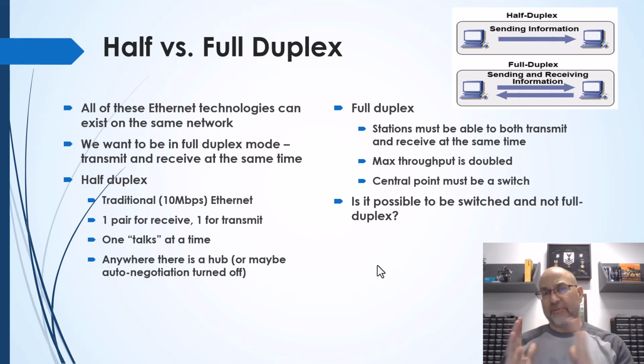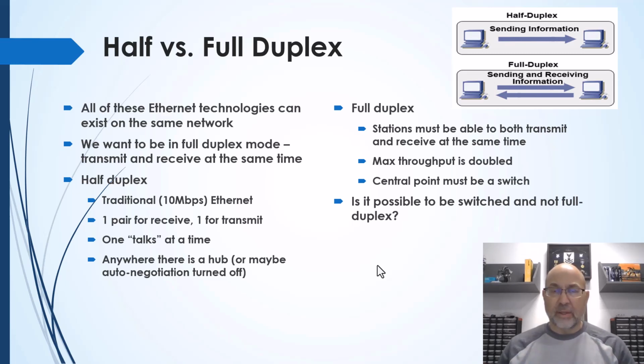We want full duplex mode. We don't want to be in shared media. We don't want hubs. And so we want to negotiate to the best possible transmission speed and the best possible transmission mode. But half duplex means that only one side can transmit at a time. So it's kind of like having a conversation with somebody, right? I talk, then you talk, then I talk, then you talk. That's the way half duplex works. And we'll see here in a second why early Ethernet had to use a half duplex means.